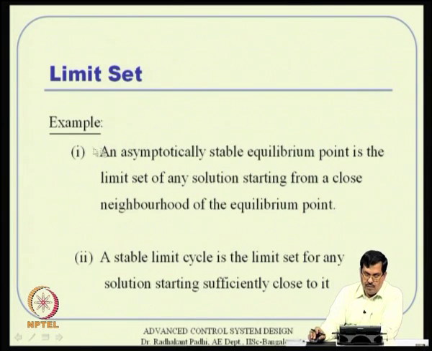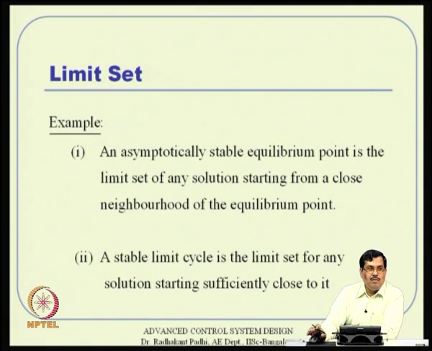An example, obviously, is that an asymptotically stable equilibrium point is the limit set of any solution starting from a closed neighborhood of the equilibrium point, by definition. If it is an asymptotically stable equilibrium point, the trajectory is going to go to that equilibrium point anyway. So, in the limit the solution will converge to the equilibrium point, hence the equilibrium point is a limit set. But that equilibrium point must be asymptotically stable, otherwise you cannot say that, because the solution may not converge to it otherwise.